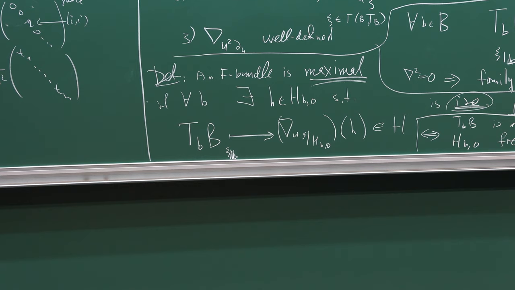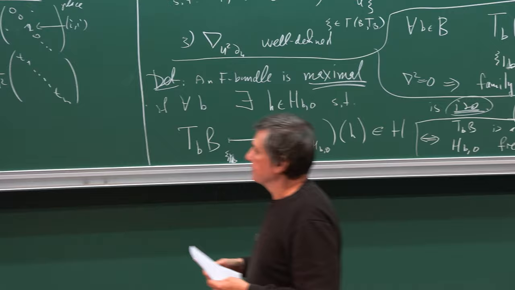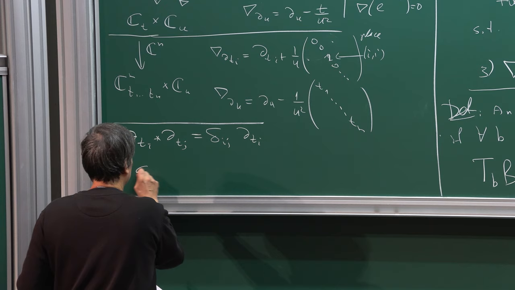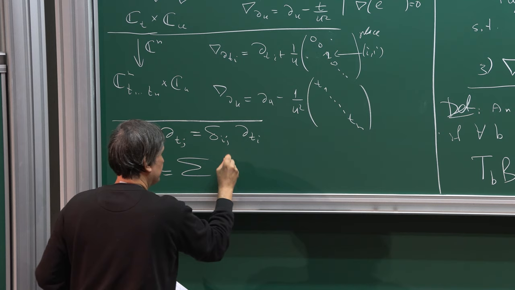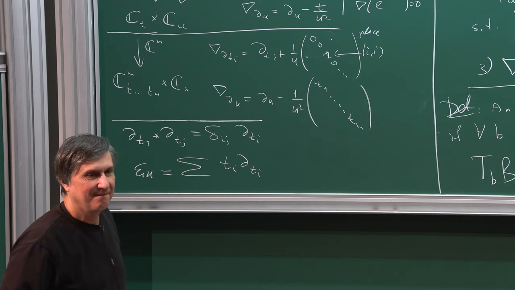Okay. Yeah, and in this case, you get what is called the Euler vector field, and if you look at this example, this formula, you get the sum of t_i d/dt_i. So it really looks like the Euler vector field in coordinate space.